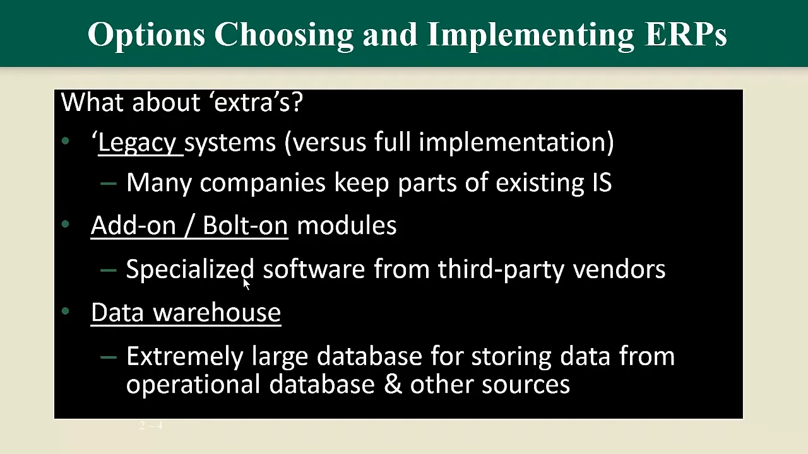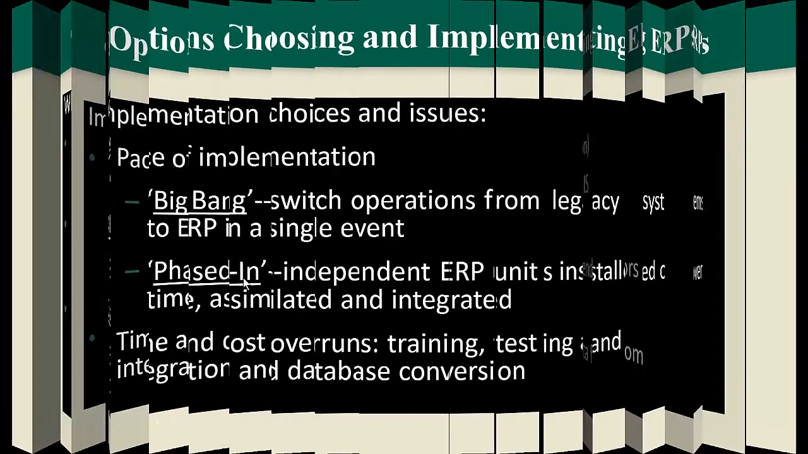Add-ons or bolt-ons, remember we mentioned those, specialized software from third-party vendors for certain functions that the primary ERP vendor doesn't provide adequate modules for. And then the data warehouse used by OLAP for decision support for management decision making. This is a very large database. It contains data from your operational database and from other external sources.